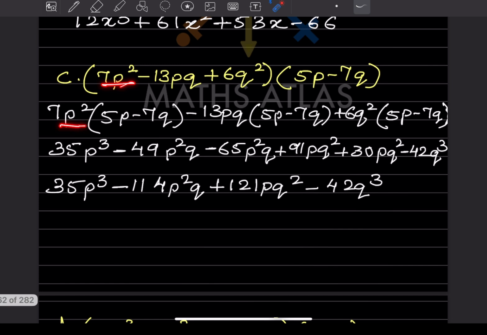Same here, you will bring here the second bracket, minus 30p cube, and the second bracket here, this is going to be plus 6q square, and the second bracket here. Then you multiply this and you get this one. So this is going to be minus 65 p square q. When minus and minus becomes plus, this will be 91 p q square. This and this one, this and this one. Again bring the like terms together. That is going to be minus 114 p square q here, and this is just alone.